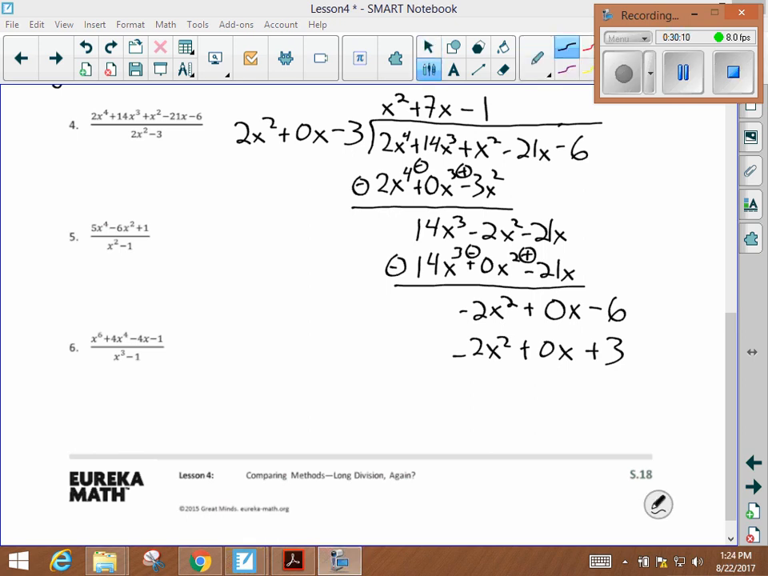All right, so something's wrong, because I should not have a remainder, right? If I combine these two things, I'm going to end up with a remainder of -9. And that doesn't work.